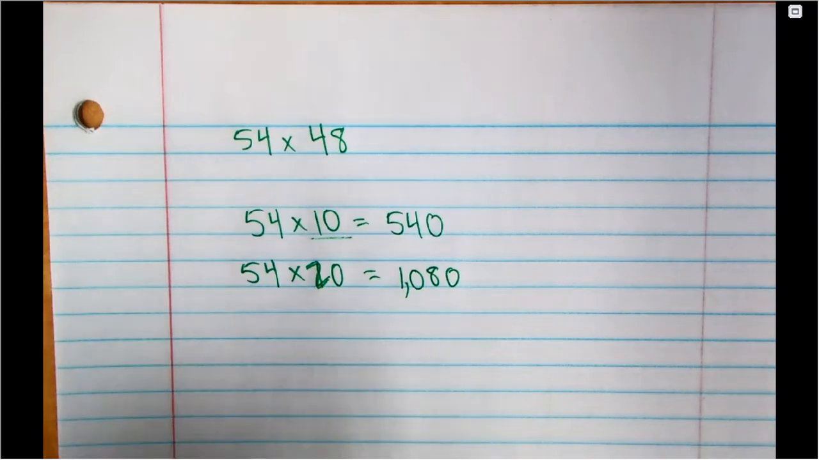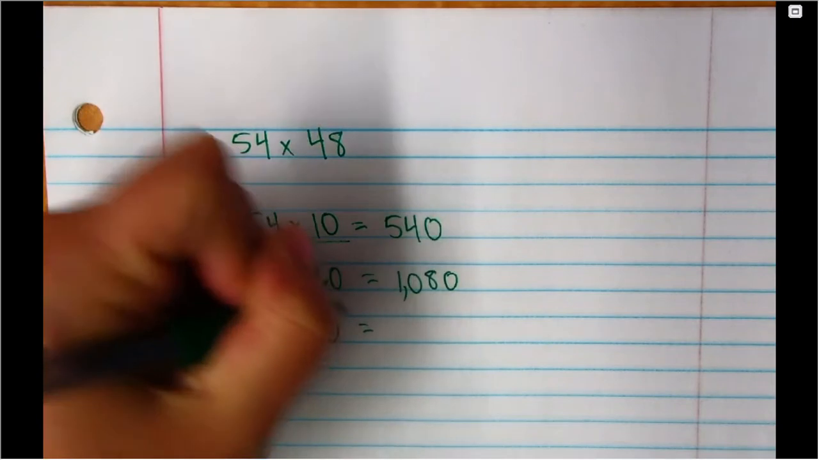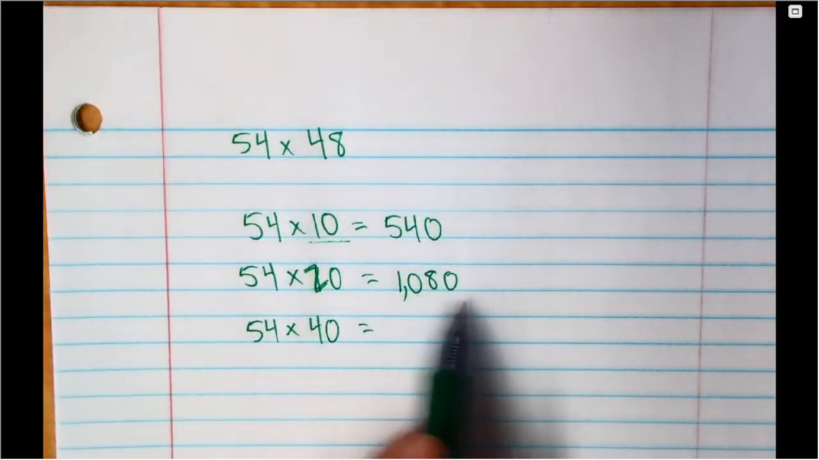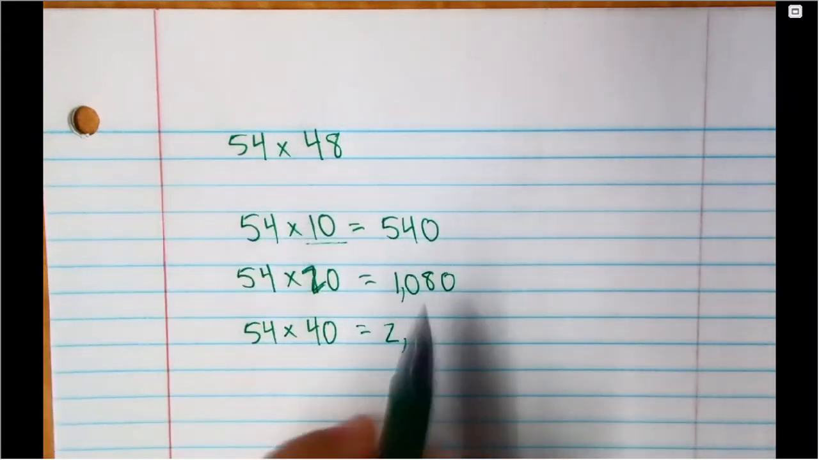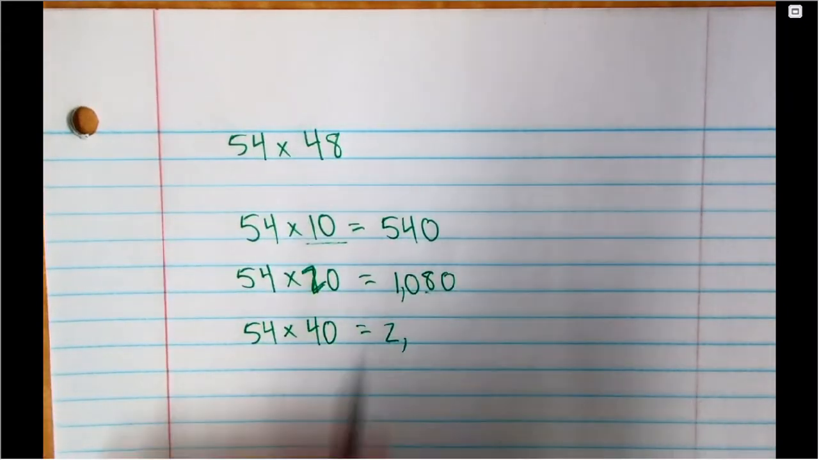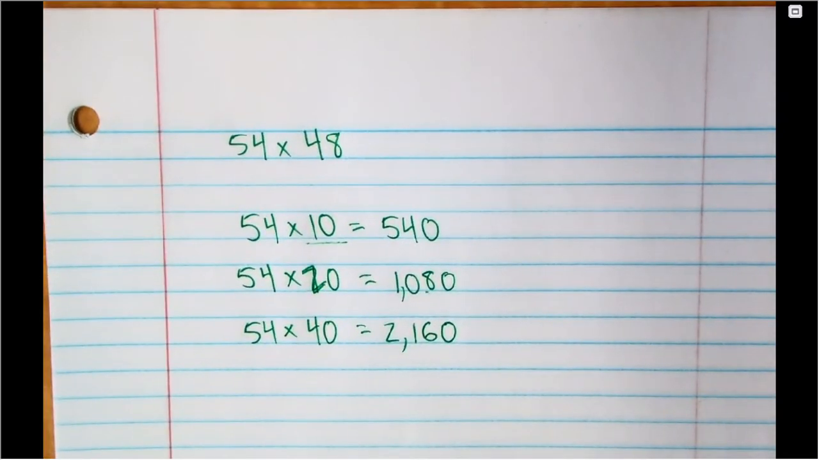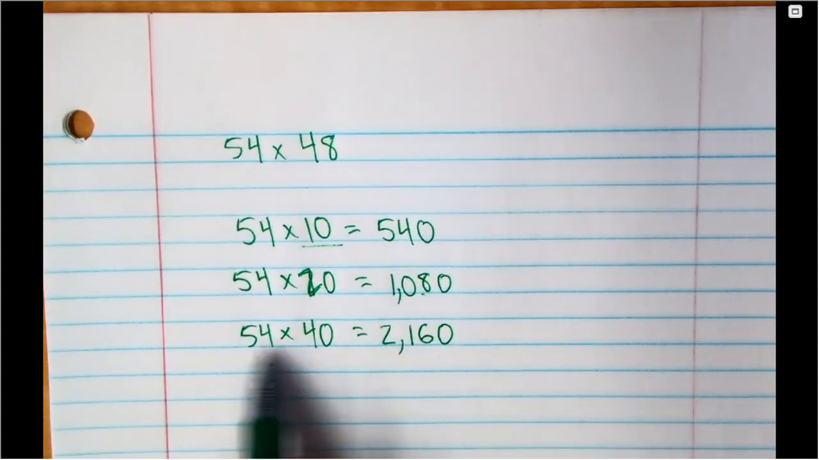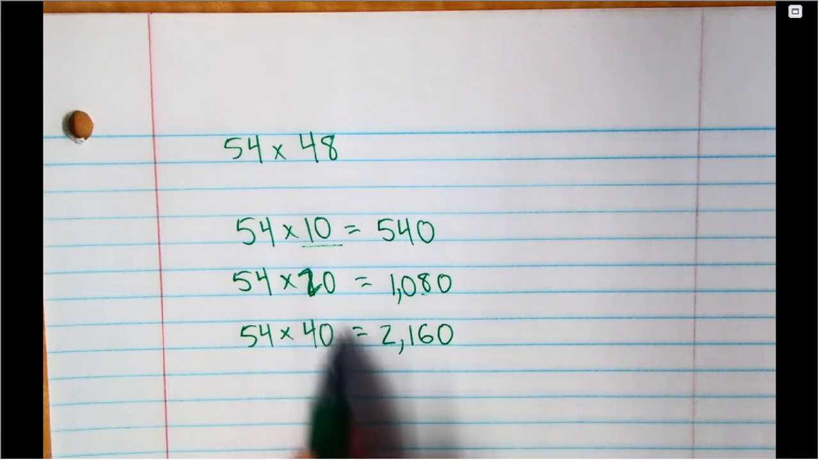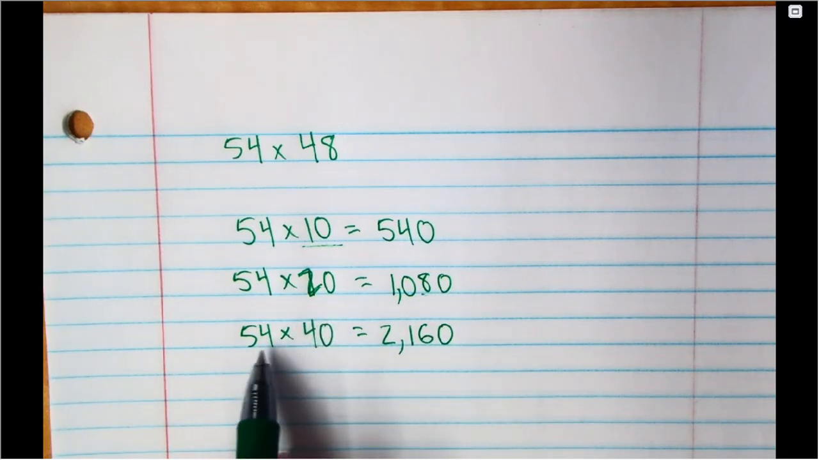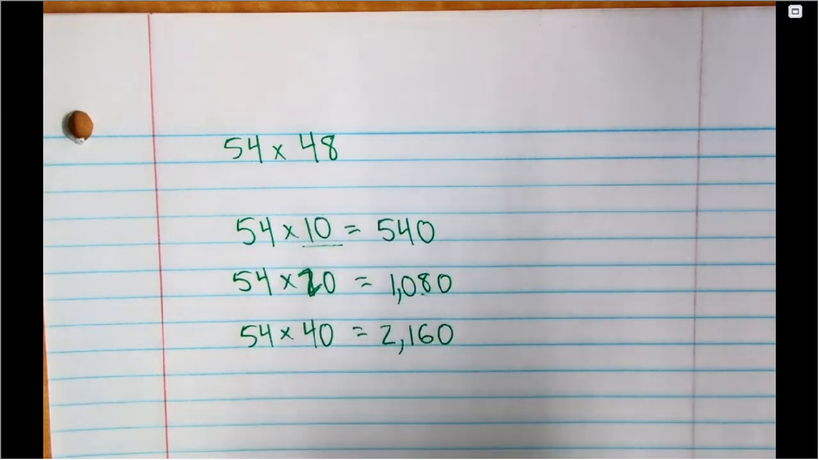And then I can keep going, right? If I double that again, and I double 20, I get 40. If I double 1,080, well, if I double 1,000, I know I'm going to have 2,000. And if I double 80, 8 plus 8 is 16. So I will have 2,160. Now, if I get to 54 times 40, and I know that this is 2,160, I now have 40 groups of 54. And because I want 48 total groups, I'm only 8 groups away.